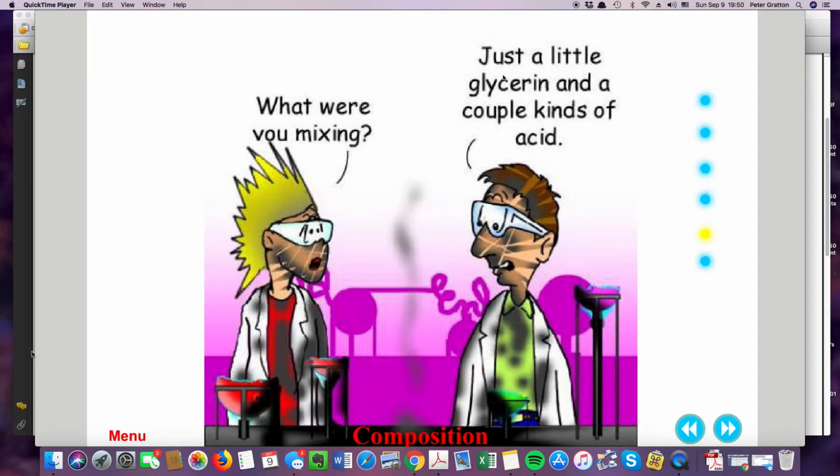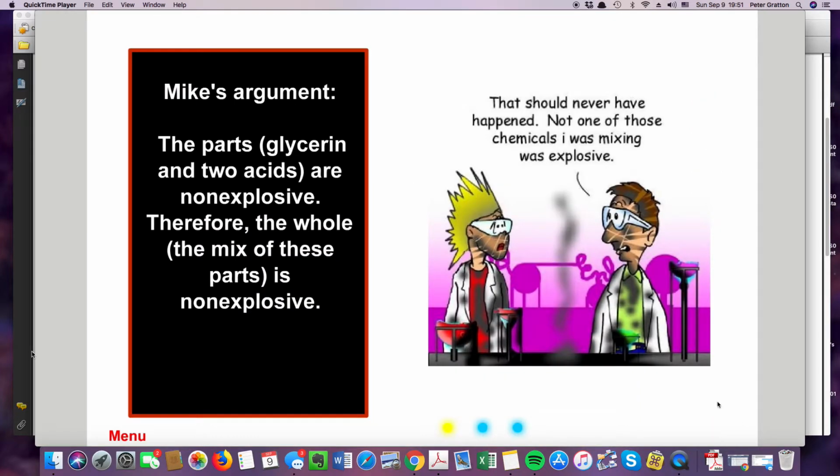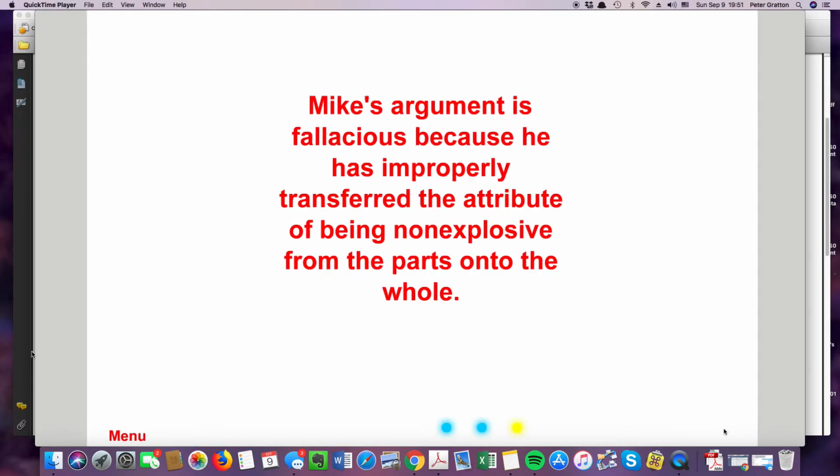Right? These are non-explosive on their own, but once you put them in, you get a bomb. And she rightly calls him an idiot. So the parts are non-explosive, therefore the whole is non-explosive. Right? So that's a fallacious argument. Just because the parts are non-explosive does not mean that the whole is non-explosive. In this case, the whole consisted of nitroglycerin, which is highly explosive. Mike's argument is fallacious because he has improperly transferred the attribute of being non-explosive from the parts onto the whole.